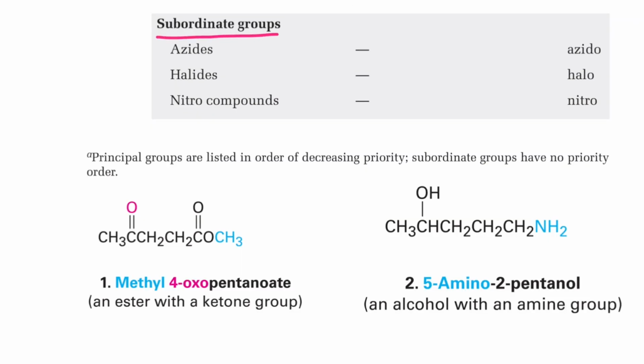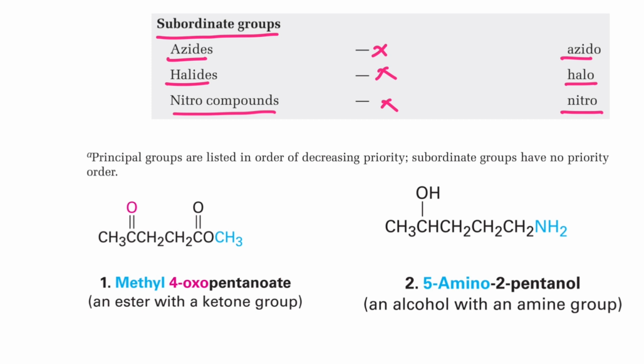Subordinate groups. Azide: no suffix name, only the prefix name azido. Halides: no suffix name, only the prefix name halo, like chloro, bromo, iodo. Nitro compounds: no suffix name, only nitro as a prefix name.